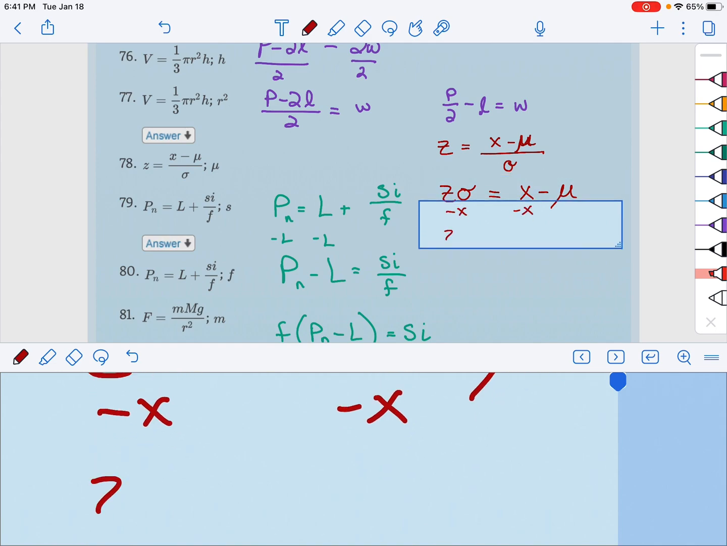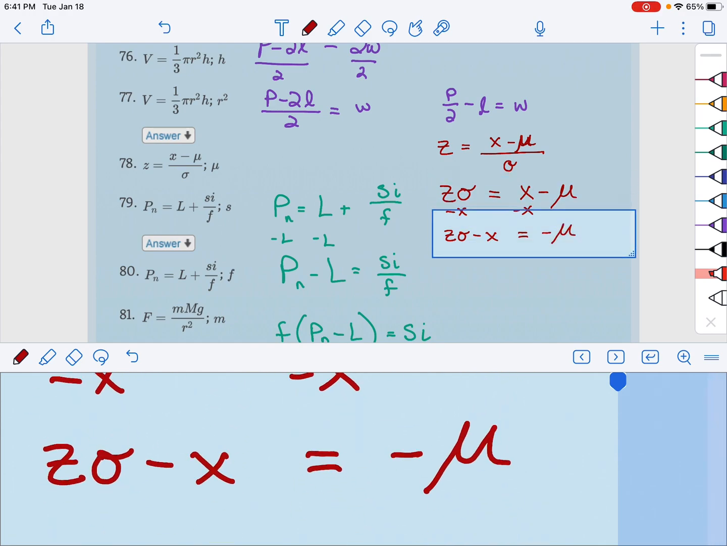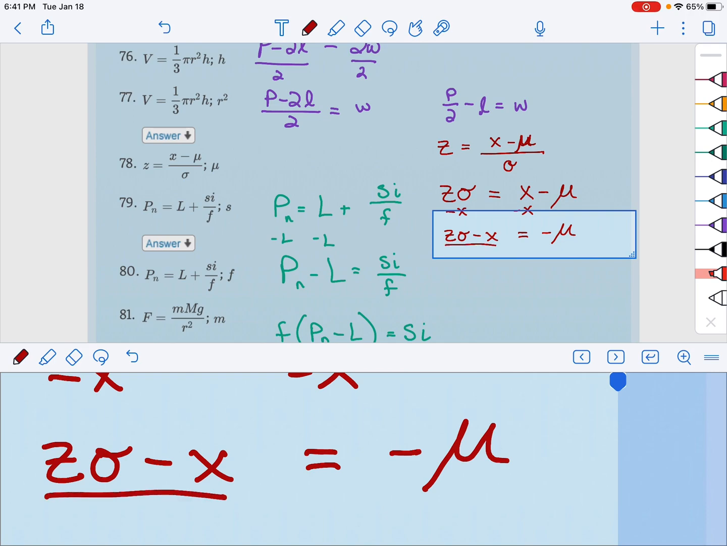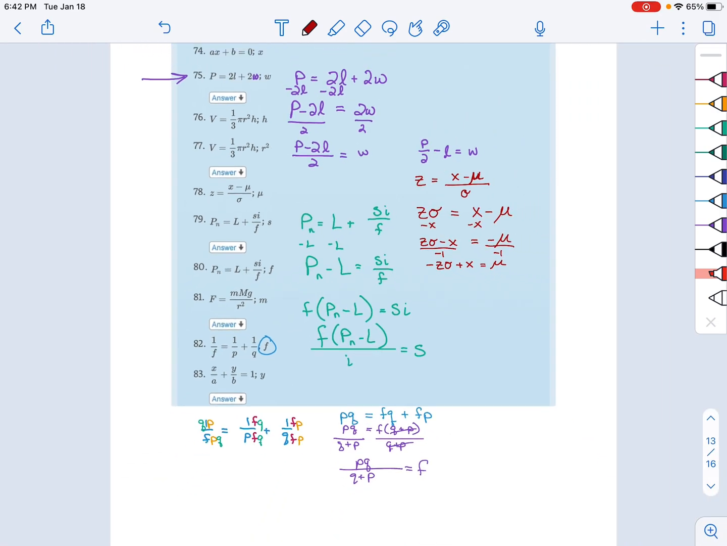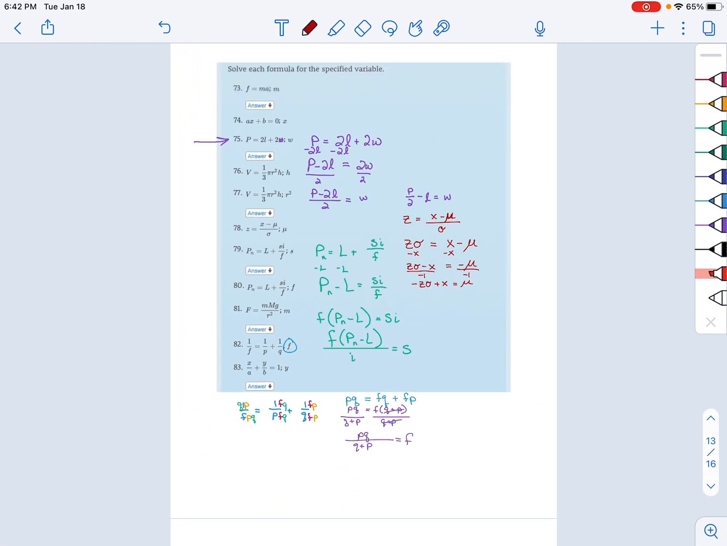So I have Z sigma minus X equals negative mu. The negative is still attached in front. So now what I need to do is divide by -1 to get mu totally by itself. What happens there is that it makes the Z sigma negative and the X added. Ta-da! There we are. Hopefully that gives you some guidance on how to get started on those.